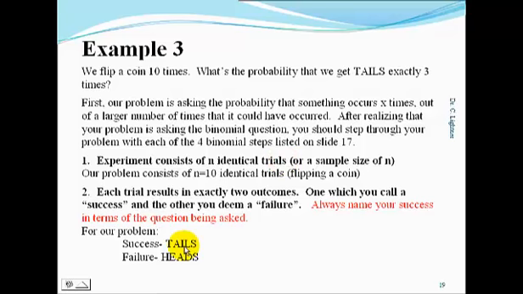Step 2. Each trial results in exactly two outcomes. Here, when we flip a coin, we either get tails or we get heads. We should always name a success in terms of the probability question being asked, regardless of our personal feelings towards the experiment. Since the probability question above is asking about tails, we should name tails our success in this problem. Therefore, getting a heads would be considered a failure.